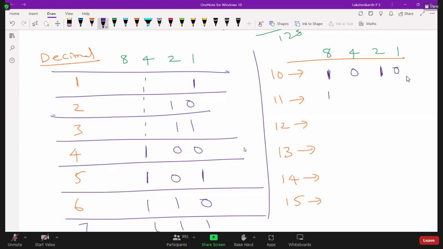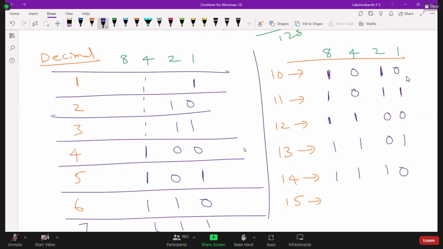11 means 8 is needed, 2 is needed, and 1 is also needed: 1, 0, 1, 1, because 8 plus 2 is 10, plus 1. Now 12 means 8 plus 4, so under 8 you put 1, under 4 you put 1, and 2 and 1 are not necessary. 13 means 8 plus 4, 12, plus 1, so 1, 1, 0, 1. 14 means 8 plus 4, 12, plus 2, 14, so 1, 1, 1, 0.